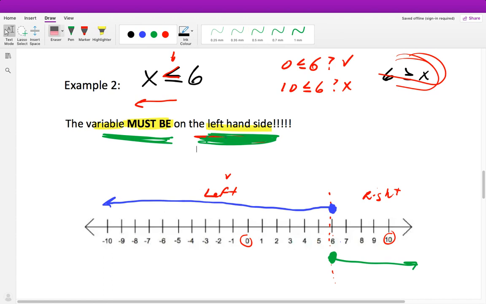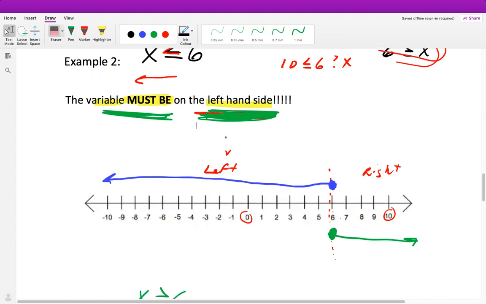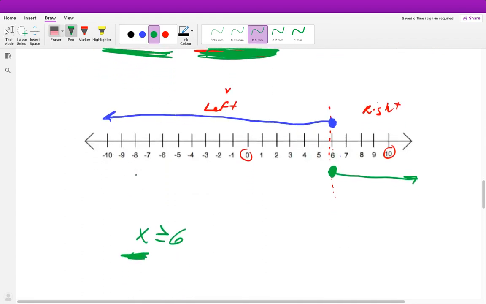And even so, every time you graph this, you should always plug in a number and check to see if it works. So if I were to graph this green one and said x is greater than or equal to 6, and I drew it like this, I should pick a number. I'll pick 10 and plug it in. Is 10 actually greater than or equal to 6? Yes, it is. So that means I did color it on the correct side.